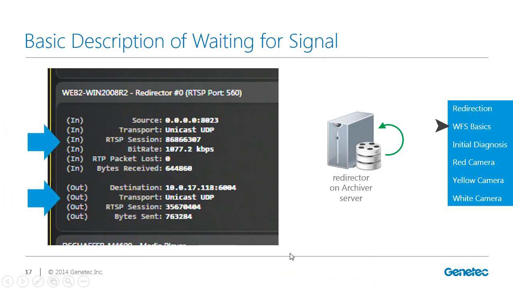For each point along the path, such as the archiver or the redirector, we can see the video coming in and the video going out. We can see if any packets have been dropped along the way, and what transport protocol is being used. If you expect the whole network to be fully multicast compliant, but you're seeing unicast traffic coming in, you know there may be a problem at that hop.